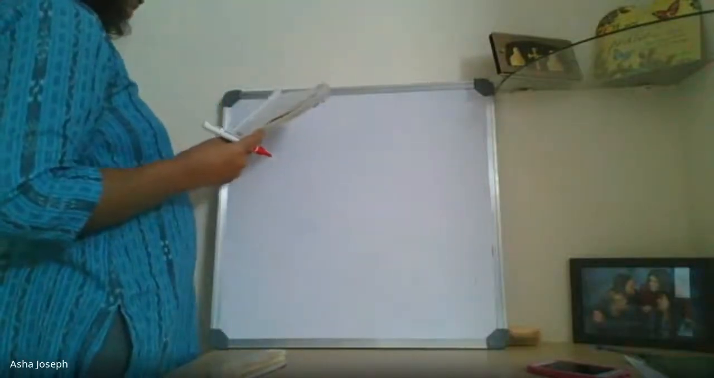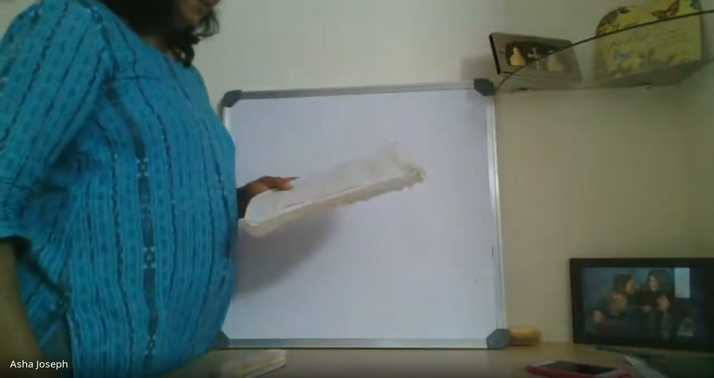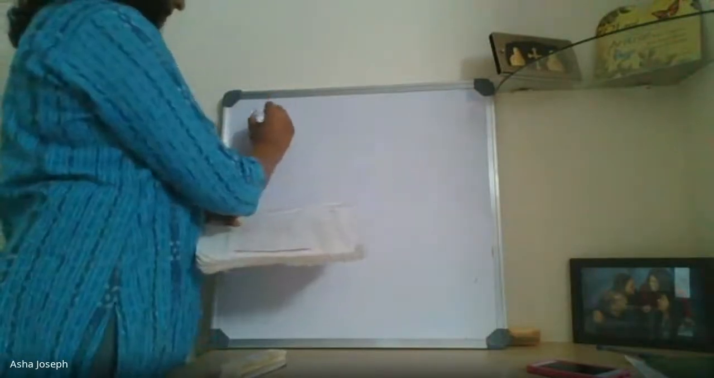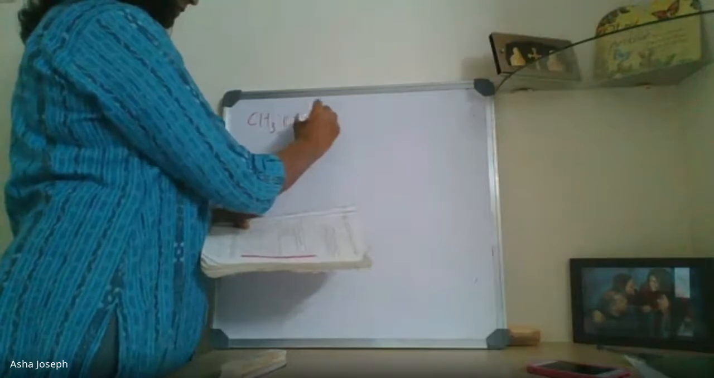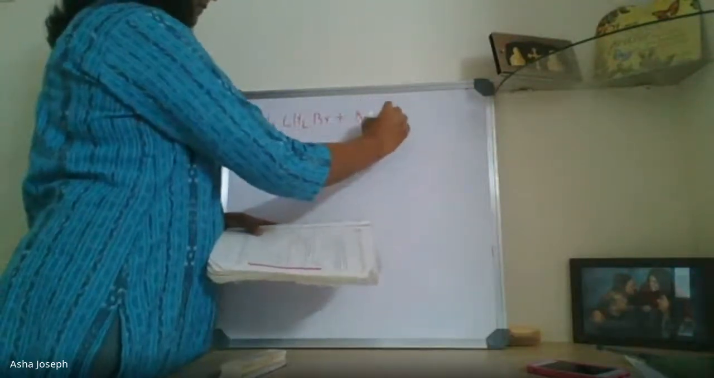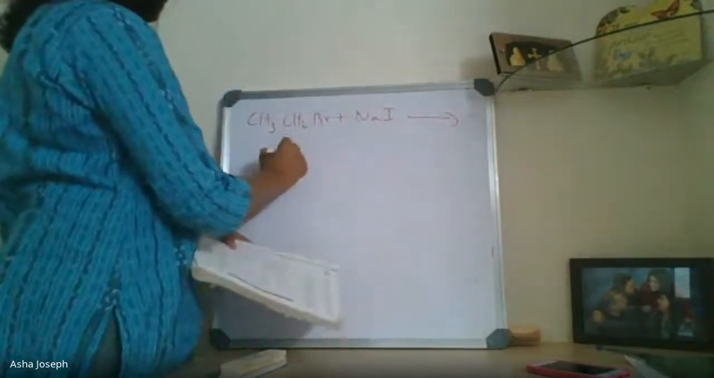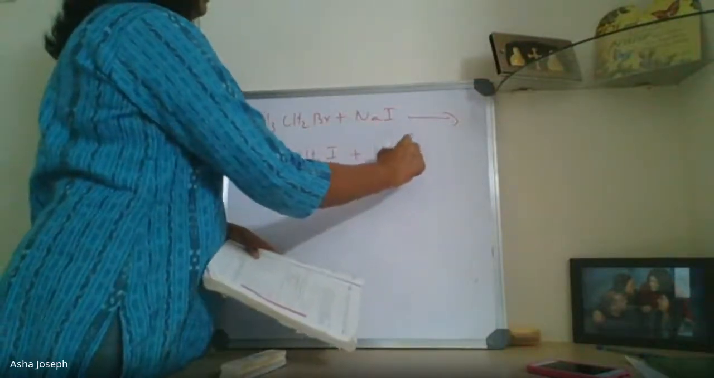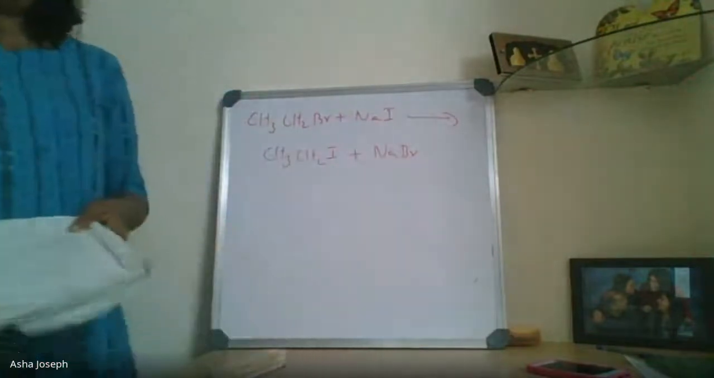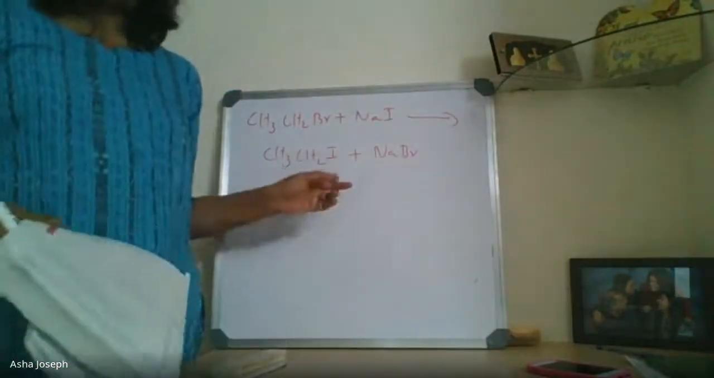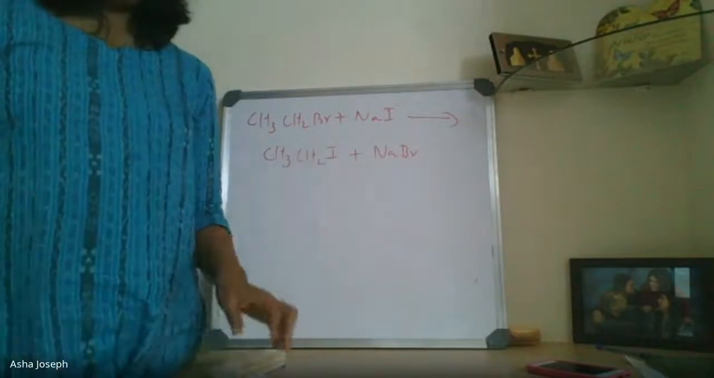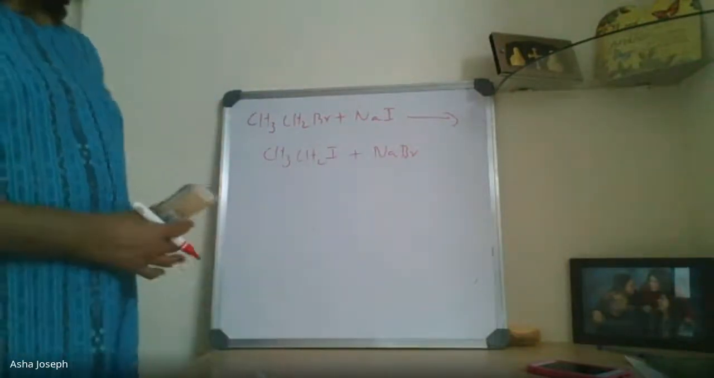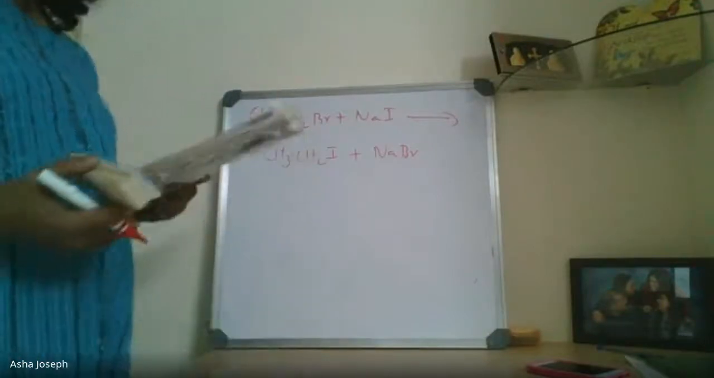Next is easy. It is our Schwarz reaction. Sorry, Finkelstein reaction, isn't it? So you will get iodoethane. Even though acetone is not there, they should have put acetone, but if it is not there, you put it like this. It is Finkelstein reaction. Okay. Now the next one, sixth one.